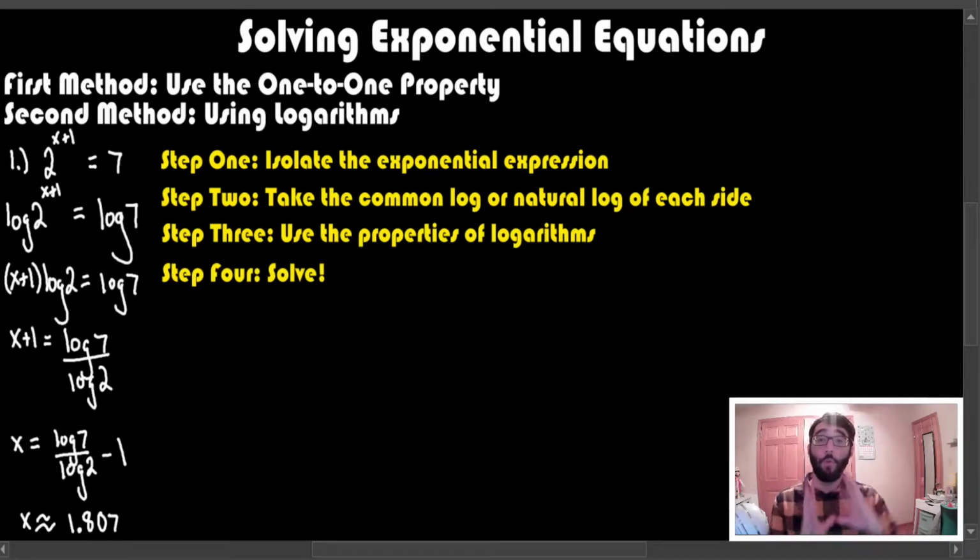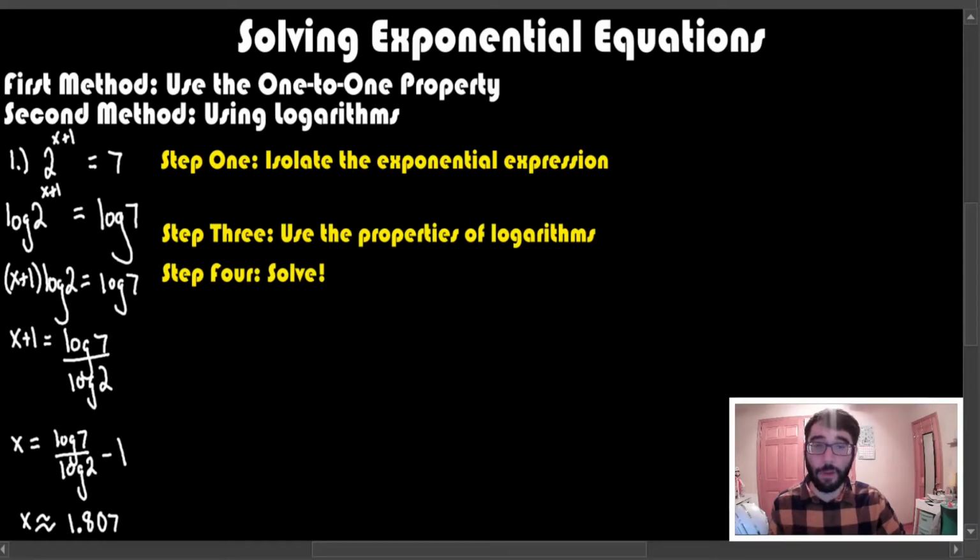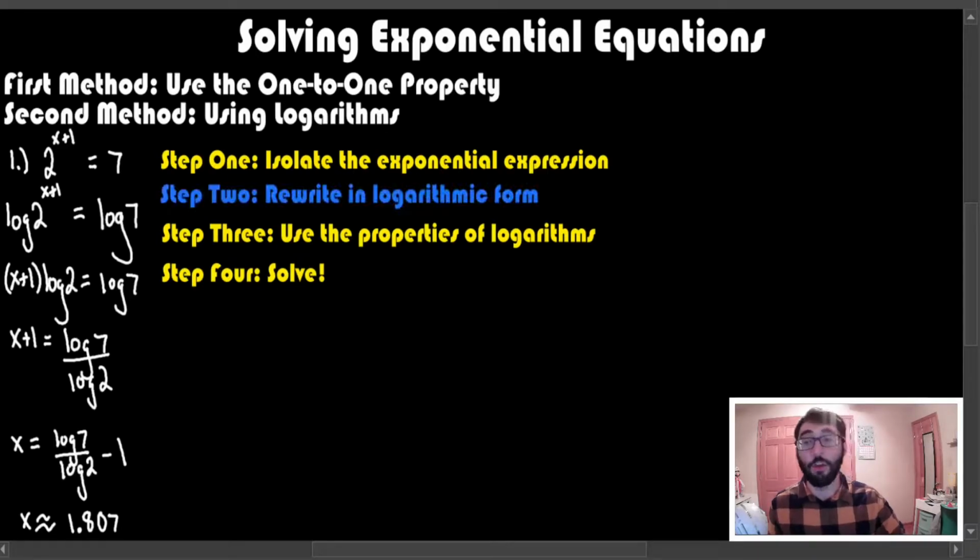However, there's one slightly different way that we could use logarithms to solve this. And it actually has to do with the second step. There is kind of an alternative to that second step, and this is actually kind of how I like to do it a little bit more. What it involves, instead of taking the common log or natural log of each side, you rewrite the entire equation in logarithmic form. And how would we do that? Well, let's go ahead and see.